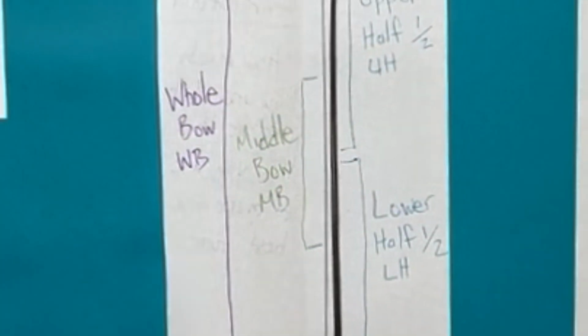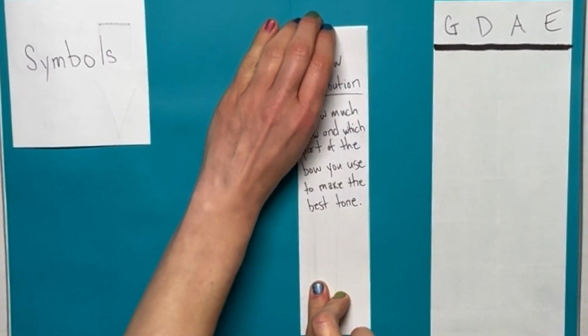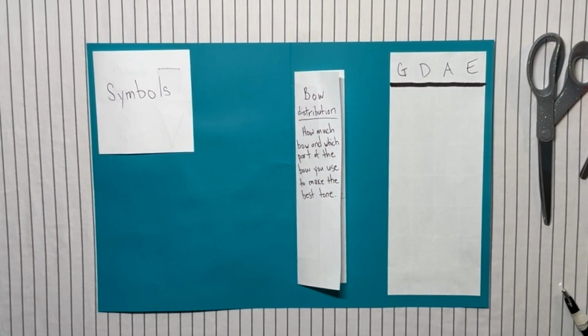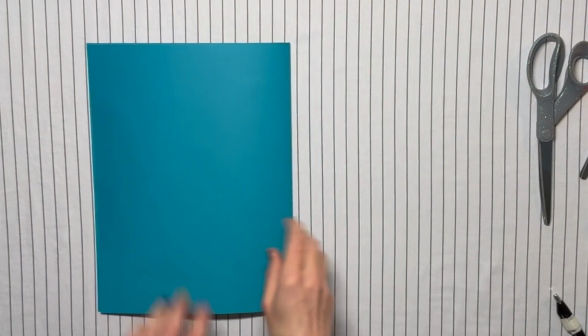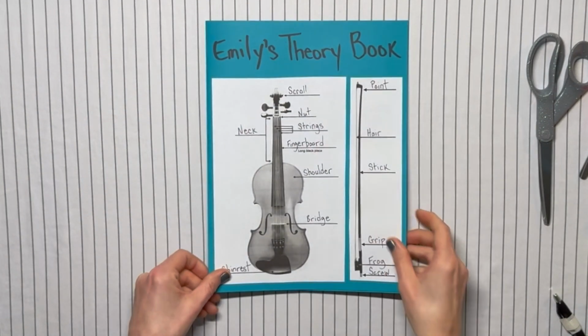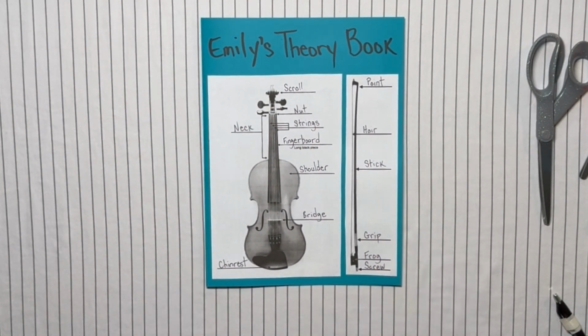Okay? All right, so you're done adding things to your book for today. So you can close that. You can close this. And don't forget to put it with your music binder so you have it in your lessons.